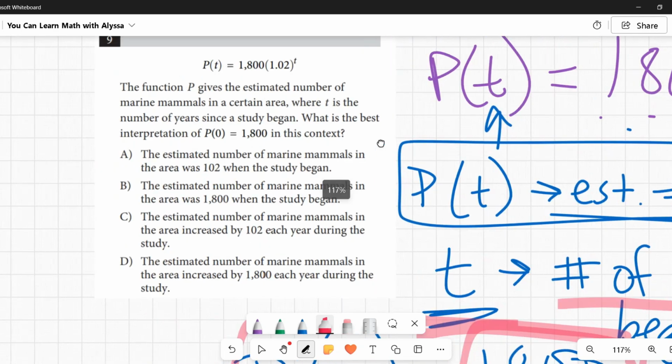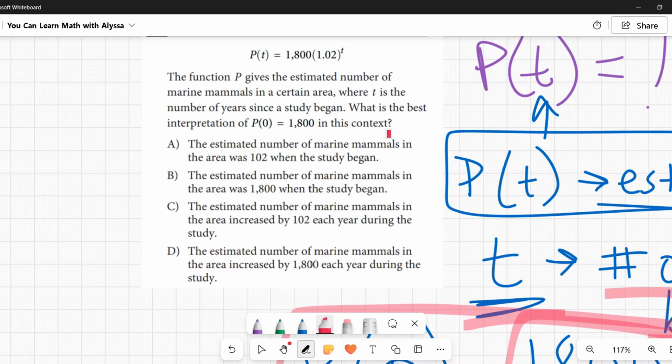All right, so let's look at their options and see which of those is the closest to that. A, the estimated number of marine mammals in the area was 102 when the study began.